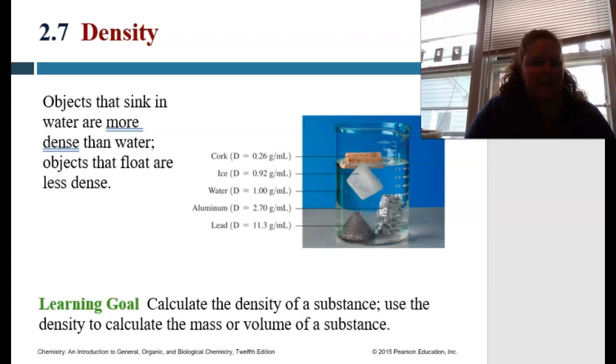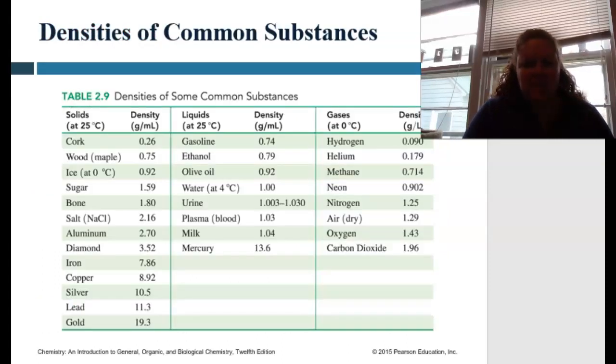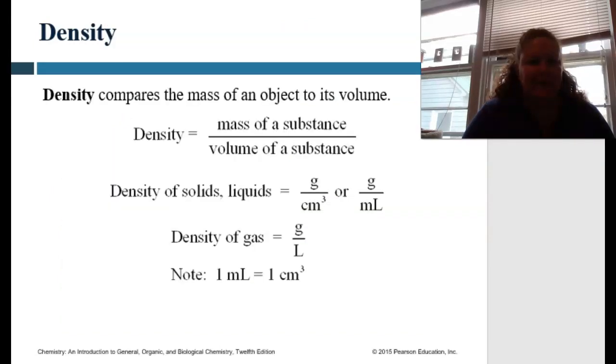So I got, again, another fantastic table that's in your book. It tells you some common densities, the liquids, gases, as well as solids, and the different densities so that we can compare them. So the density compares the mass of an object to its volume. So the definition of density is mass over volume.